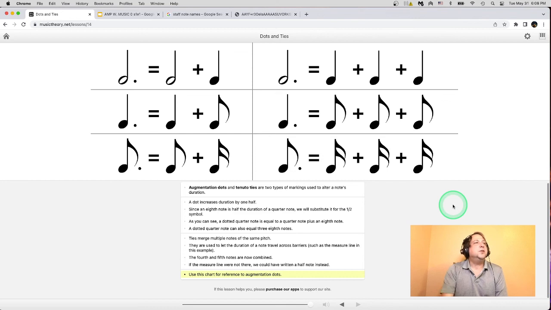Now here's just a quick little chart to show you how augmentation dots actually look. So a dotted half is a half note plus a quarter note in length. A dotted quarter is a quarter plus an eighth note in length. A dotted eighth is an eighth and a 16th in length. You won't see this one very often in our liturgical music.